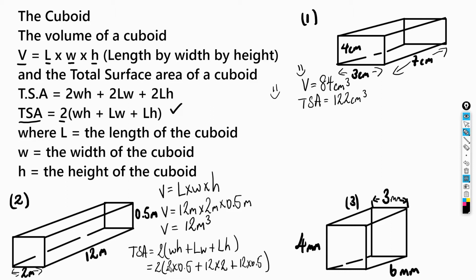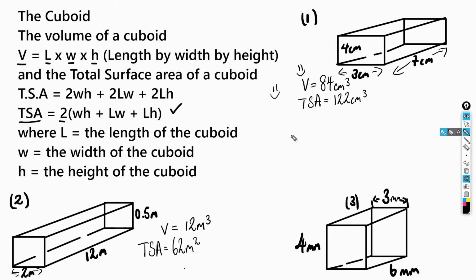2 times 0.5 would give us 1, plus 12 times 2, which is 24, so that's 25. And then 12 times 0.5 should give us 6, so 25 plus 6 should give us 31. And 31 multiplied by 2 should give us 62, all right? So the total surface area for this question is equal to 62 meters squared. Cool. All right, so for the advent of space as well, we're just going to put that neatly here.